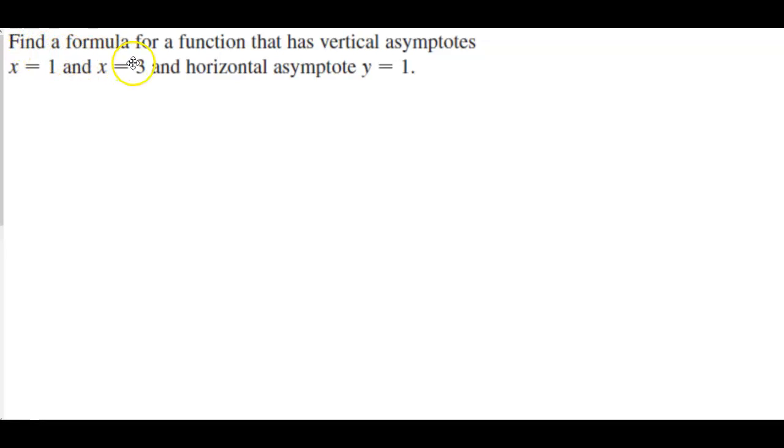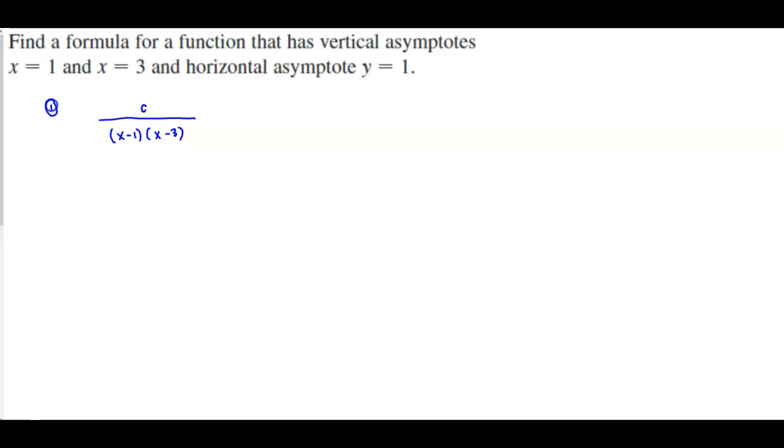So here we want to find a formula for a function that has vertical asymptotes x equals 1 and x equals 3 and a horizontal asymptote at y is equal to 1. So basically what it's saying is that if we have the vertical asymptotes of x equals 1 and x equals 3, that means that we should have x minus 1 in our denominator and then x minus 3.